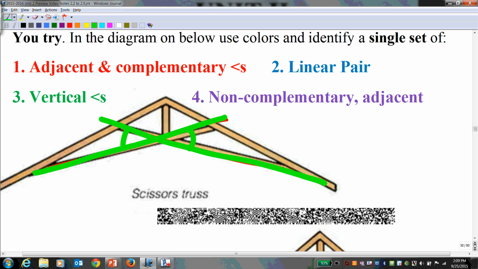And then if you take a look here, I have linear pairs. Anything that shares a spine, makes a line. So for example, these two angles here, that one and this one, do you see how they share a spine, make a line? Or I could have gone this way. Share a spine, make a line.